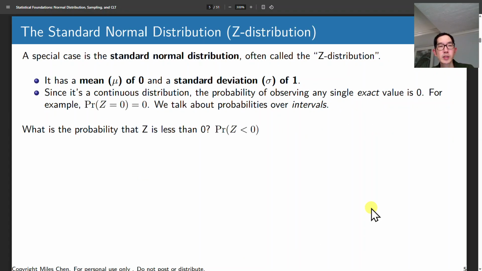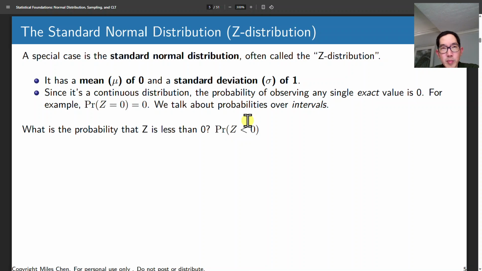So, what I showed you was the standard normal distribution. This is also known as the z distribution. The mean of the standard normal distribution is 0. The symbol we use for the mean is the Greek letter mu, and the standard deviation is 1. And the symbol we use for the standard deviation is the Greek letter sigma.